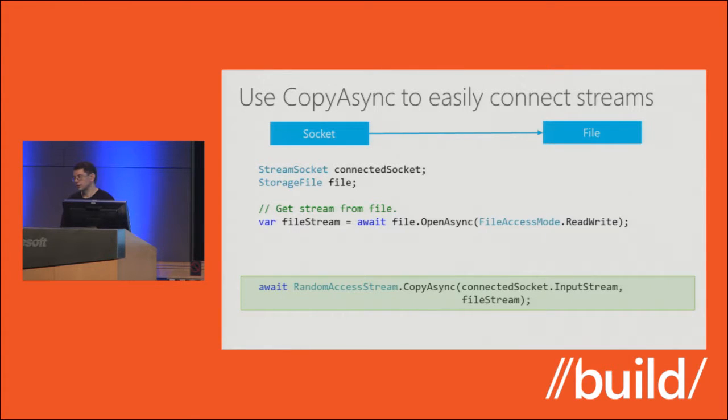There's a method on the random access stream that's called copy async. You can see we pass in the input stream, and the file stream happens to be a random access stream, and so we can pass that in and it'll get the output stream from it. So with one line of code here, it constructs the pipeline that just goes off as an asynchronous operation, and it does it for you. So connecting the streams, instead of having to write lots of buffering code and threading code and so on, now you can do it in a single line of code.